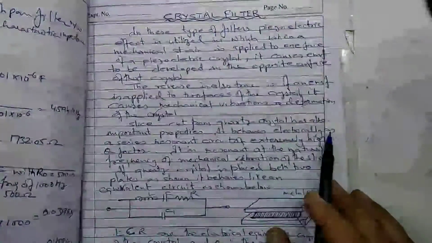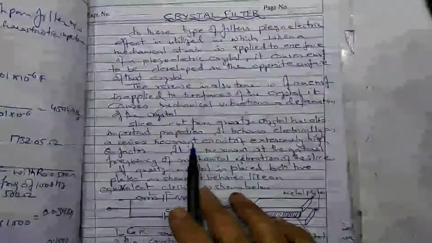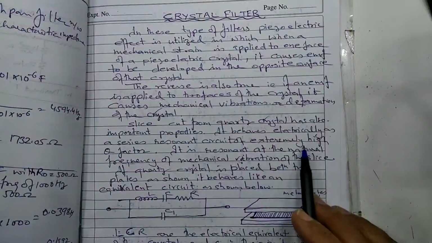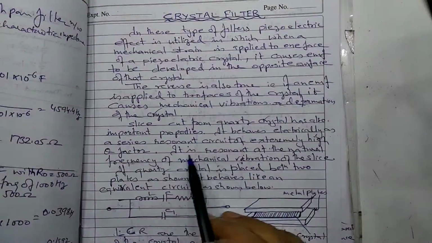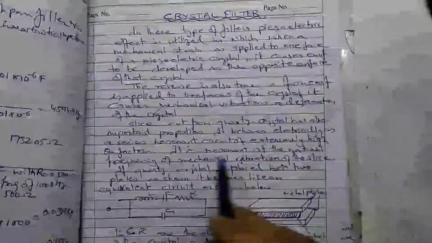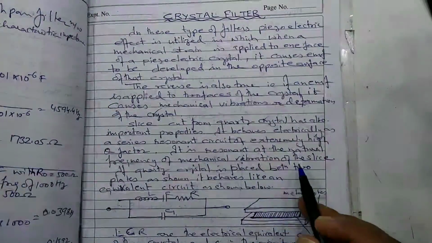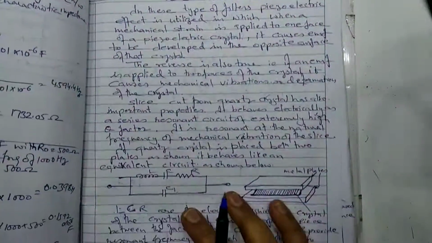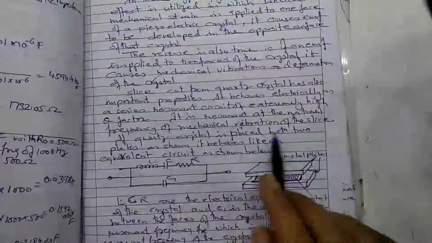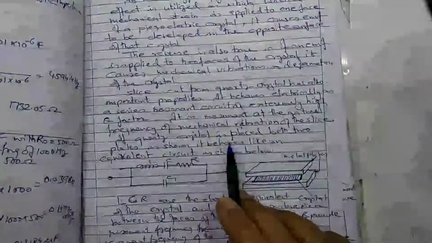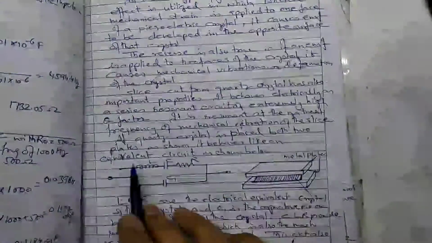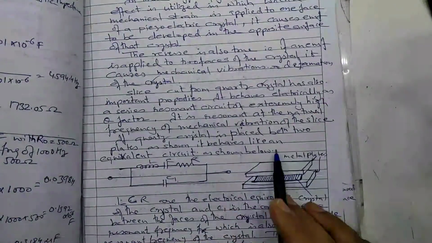A slice cut from a quartz crystal also has important properties. It behaves electrically as a series resonant circuit of extremely high Q factor. It is resonant at the natural frequency of the mechanical vibrations of the slice. If a quartz crystal is placed between two plates as shown below, it behaves like an equivalent circuit as shown below.